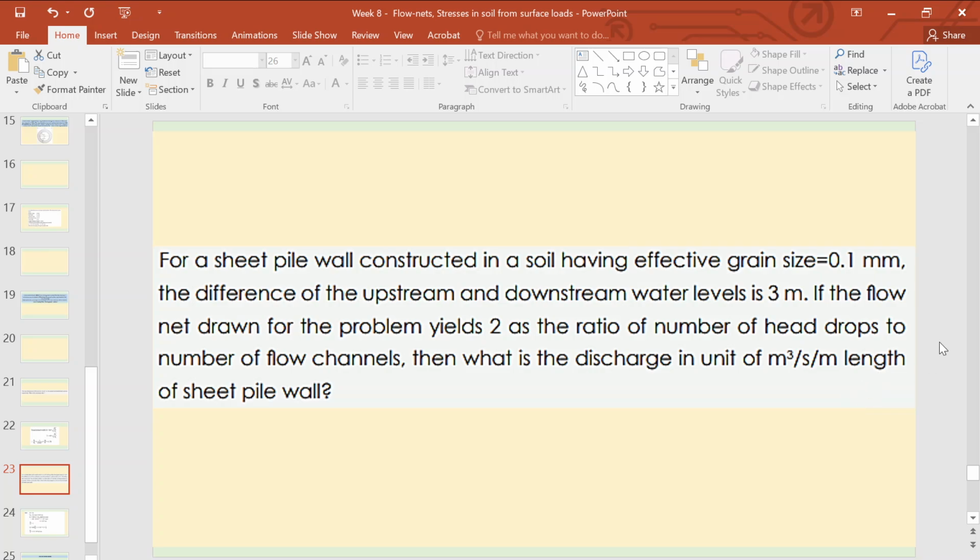For a sheet pile wall constructed in a soil having effective grain size 0.1 millimeter, the difference of the upstream and downstream water levels is 3 meter. If the flow net drawn for the problem yields 2 as a ratio of the number of head drops to the number of flow channels, then what is the discharge in unit of meter cube per second per meter length of the sheet pile wall? The question is a bit long, you can write it or just take a screenshot.